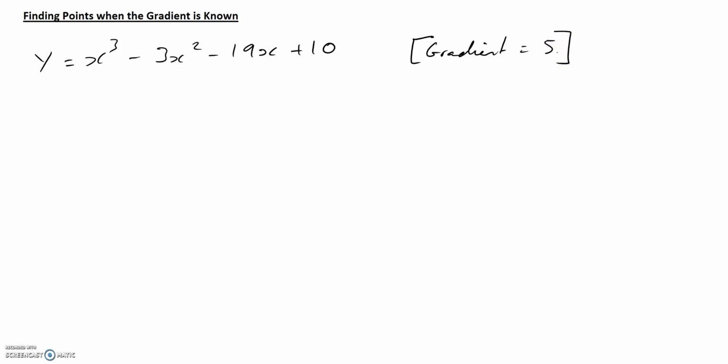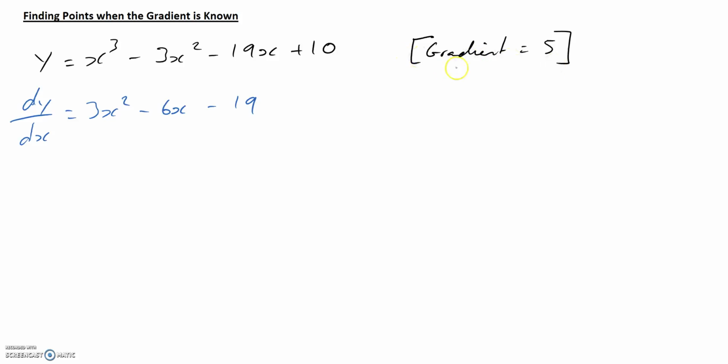So the way we're going to go about this, well, we're talking about gradients here. So we initially need to make sure our function is looking at the gradient function. To get to that, we're going to be using differentiation. Let's break down. dy over dx is 3x squared minus 6x minus 19. Okay, so we've done our first step. We've broken it down. We have our derived function.